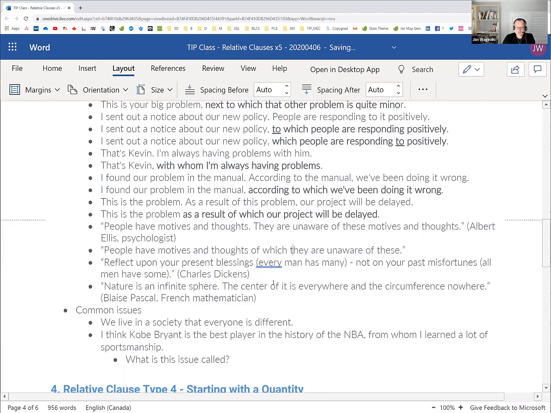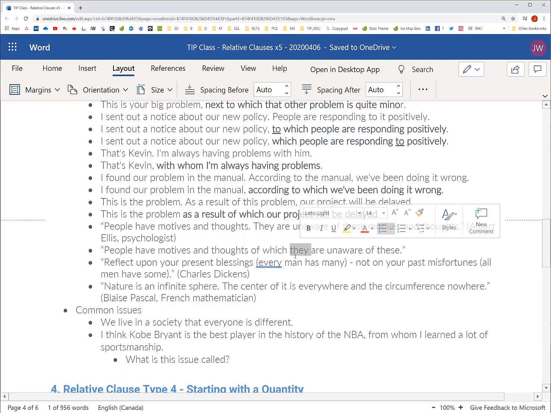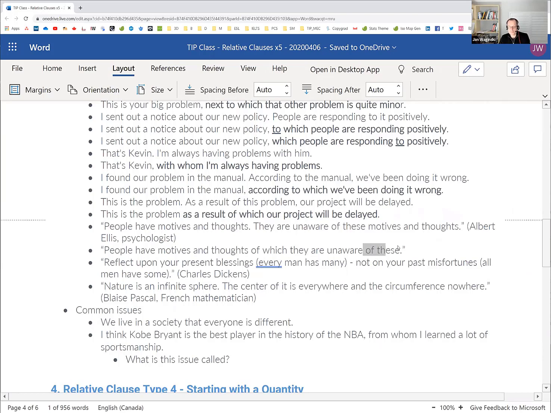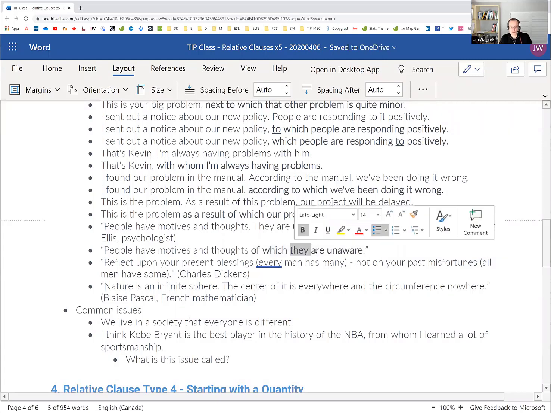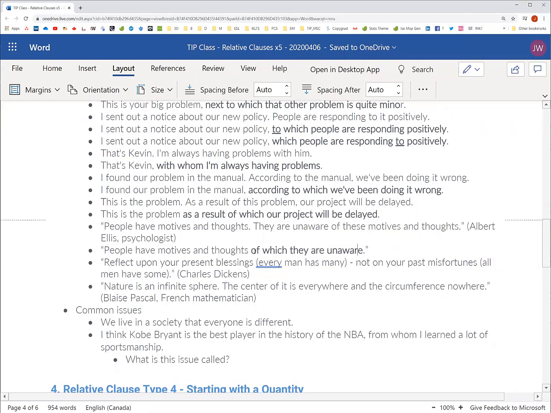Do we keep they or do we delete they? Delete? You've got to keep it. Of which they are unaware. You have to keep they because that's the subject of are unaware. So this which is instead of these. Yeah, it's motives and thoughts. Of which they are unaware.